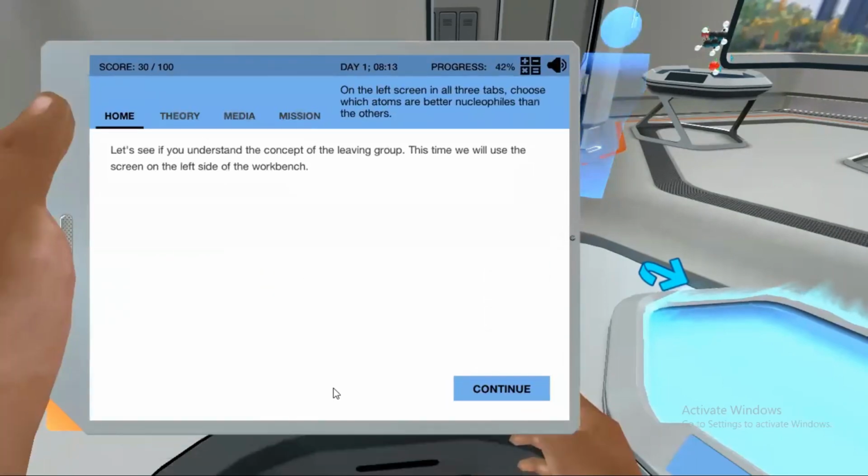Let's see if you understand the concept of the leaving group. This time we will use the screen on the left side of the workbench.